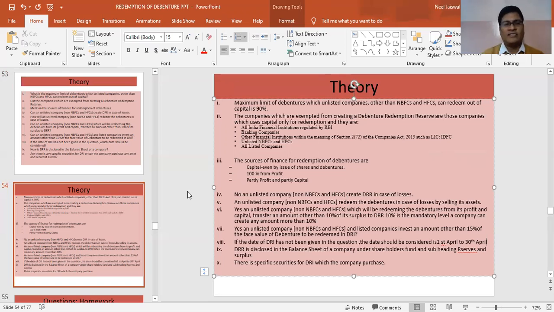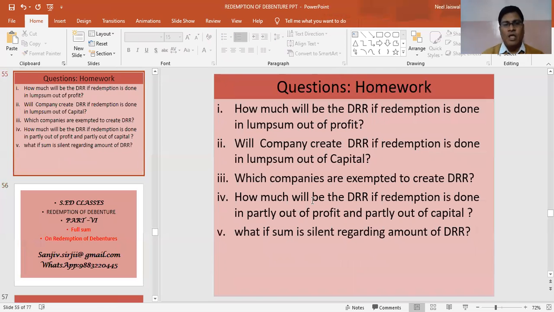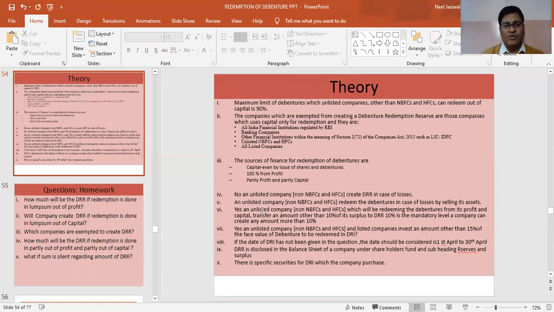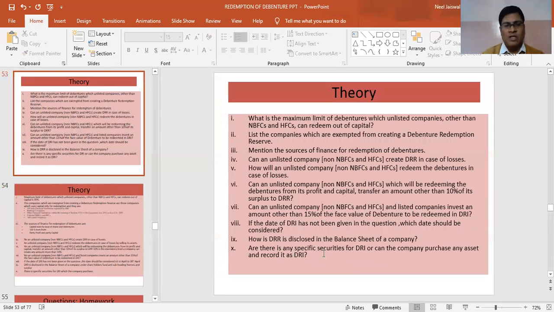Next, how much will be the DRR? No, this is my homework. One more question is there. How is DRR disclosed in the balance sheet of the company? DRR is shown in the reserves and surplus. It's a special reserve, so it will be shown under reserves and surplus only.